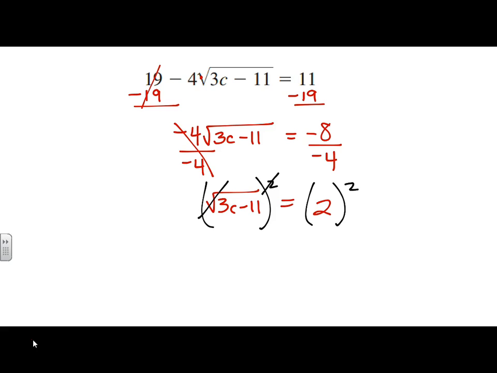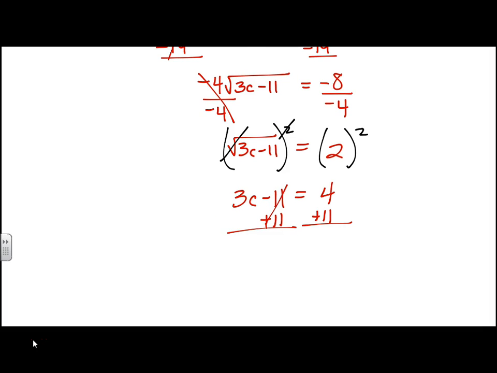So if I knew the answer was 5, I would do it. 2 squared is 4. If you knew it was 5, then that's good. You should be writing this down. Kiddos, I'm still explaining to a few of your classmates. I have 3c equals what? 15. And I need to divide. C equals 5.